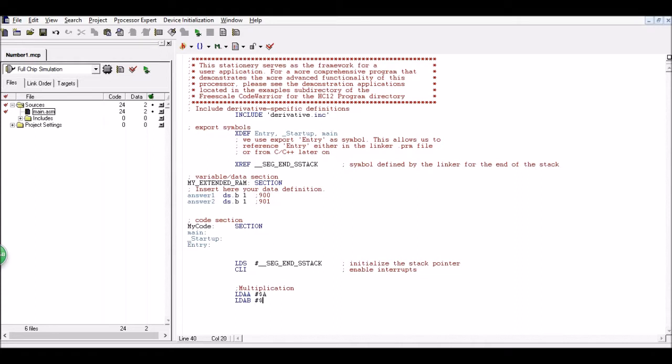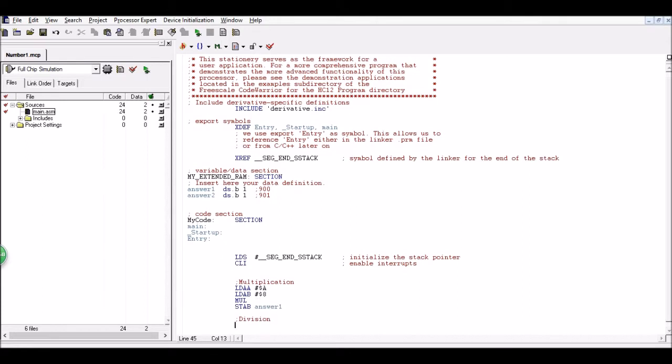Let's do 8 times 8, 10 times 8, and then we're going to multiply. And whenever you multiply, the answer should be in register B. So we gotta store B back to some spot, and that's that. So real quick, let's do some division.